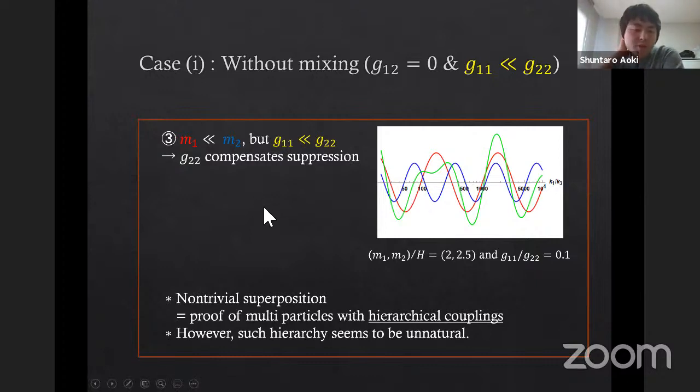So we conclude that non-trivial superposition can be a proof of multiple particles with hierarchical couplings, because without such hierarchical structure, we don't get any non-trivial superposition. However, it is fair to say such hierarchy seems to be unnatural from the viewpoint of model building. So anyway, this is the result of case 1.